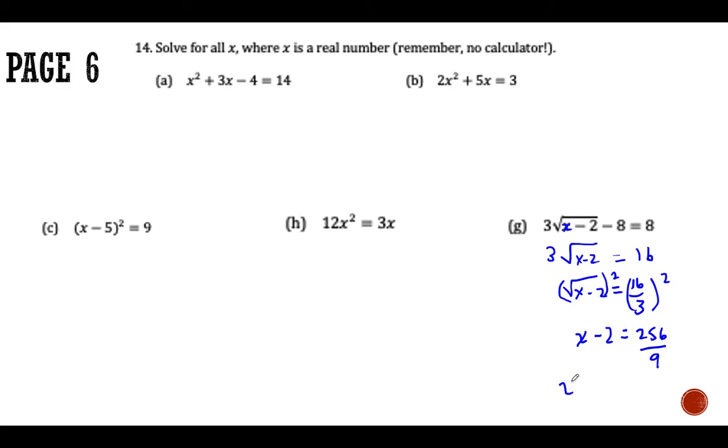Watch how clever I am with my adding 2. See what I did there? I added 2. That's 18 over 9. So that I have a common denominator of 9, and I can add my numerators.